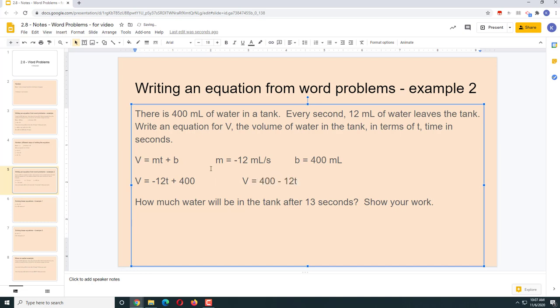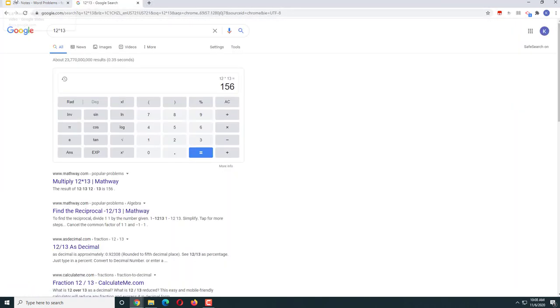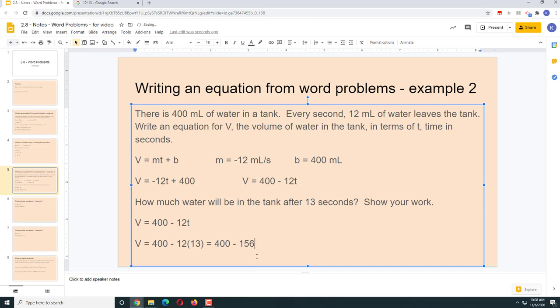How much water will be in the tank after 13 seconds? Well, t is 13. Plug in 13. So it's 400 minus 12 times 13. 12 times 13 is 156. So it's 400 minus 156, and we get 244.